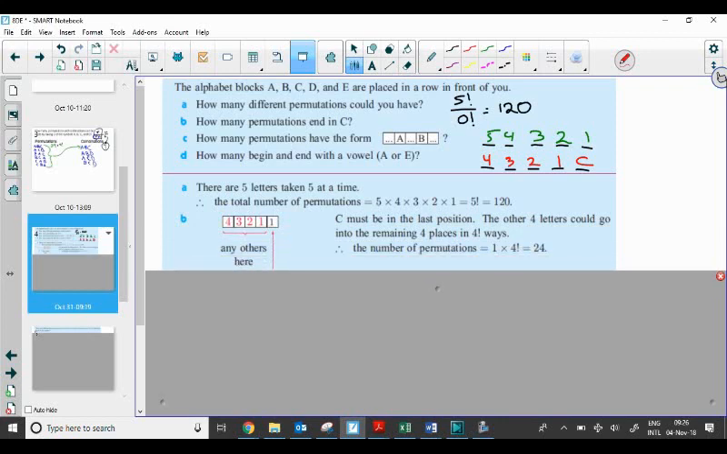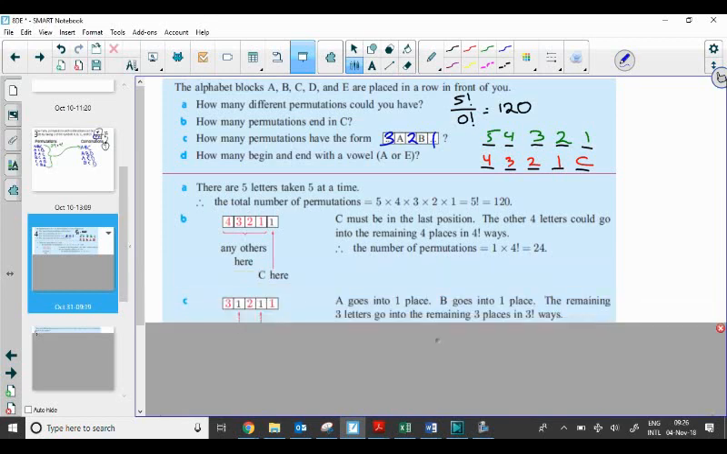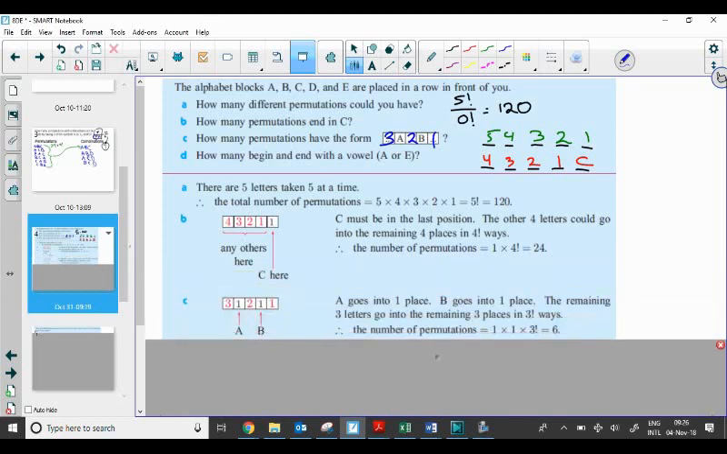For letter C, we can approach this in the same way. In this case, we know that A and B have to be in those particular places. So how many options do we have in the first spot? There's only 3 letters that can go there, only 2 that can go there, and there'll be 1 left over. So for letter C, we should have 3 factorial, so that'll be 6.